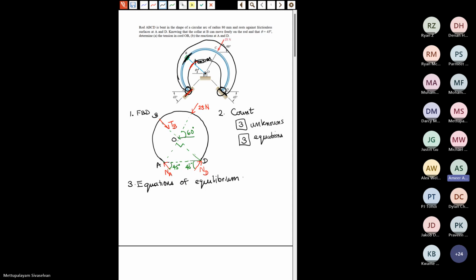Was it the y-axis? Forces in the y-axis. Are we thinking of this as x and this as y? Yeah. So if I do forces in the y-axis, N_A is going to have a y component, N_D is going to have a y component, T_B is going to have a y component. So in fact, that involves all three.